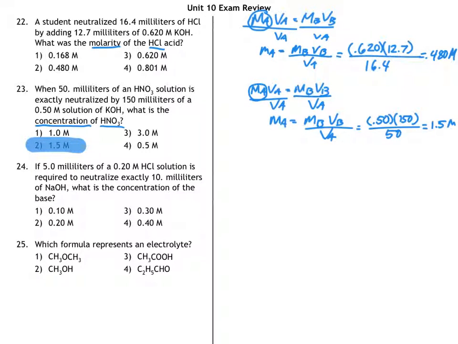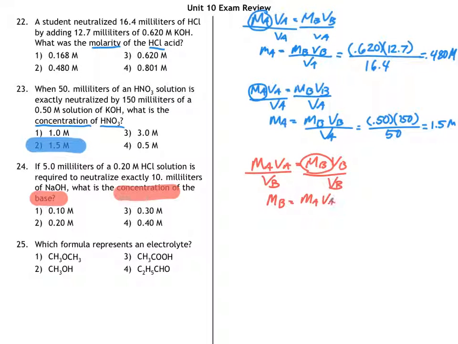Okay, let's do one more titration equation. If 5 milliliters of a 0.2 molar HCl solution is required to neutralize 10 milliliters of NaOH, what is the concentration of the base? So I'll need to show my equation. I'm looking for the molarity of the base, so let me divide by the volume of the base on both sides. The molarity of the base is going to be MAVA over VB. So I was able to find that the answer to this is going to be 0.1 molar. So of course the best answer is number 1, 0.1 molar.